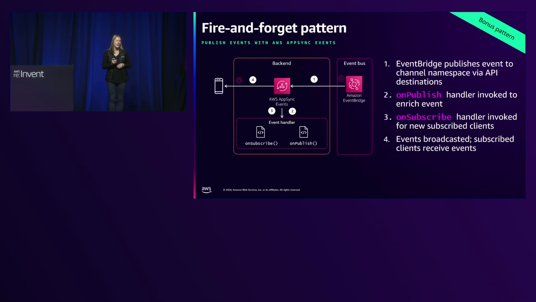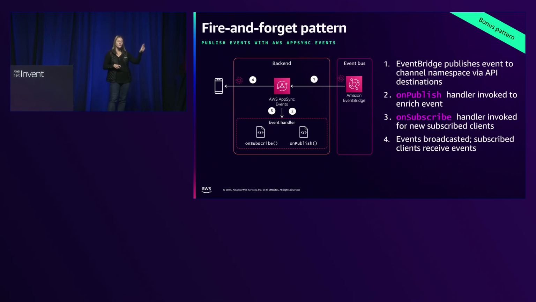So that's step one. On a publish, we can actually invoke an optional event handler through Appsync events. And you can essentially think of this event handler as a bit of code written in JavaScript that does things like event enrichment or event filtering before that published event gets sent out to your connected subscribers.